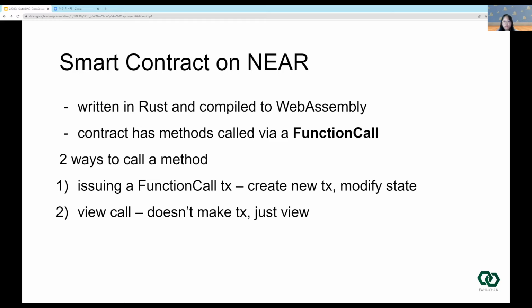First, issuing a function call transaction. This will create a new transaction on the blockchain, which may modify a contract state. Second, the view call, using read-only methods, which don't modify the state of data on the blockchain, so this doesn't make a transaction. This is used with RPC nodes, for which the NEAR protocol provides a special API.